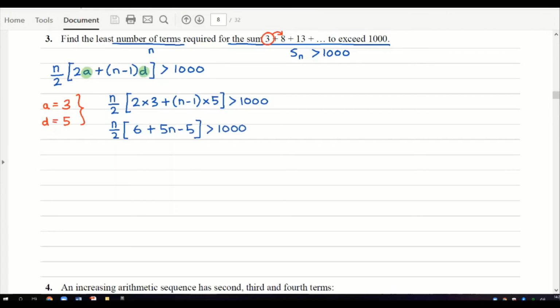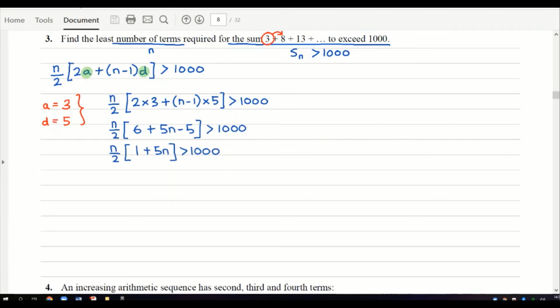It's up to you how you proceed. We can do a bit more tidying up inside the bracket. So n over 2, 6 subtract 5 is, of course, 1. So we have 1 plus 5n. Close your big bracket.